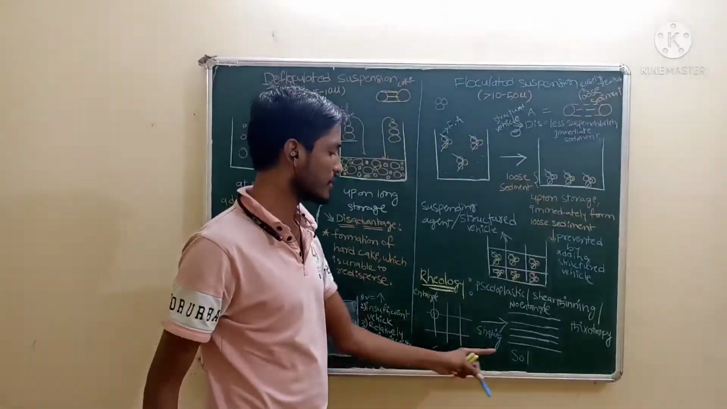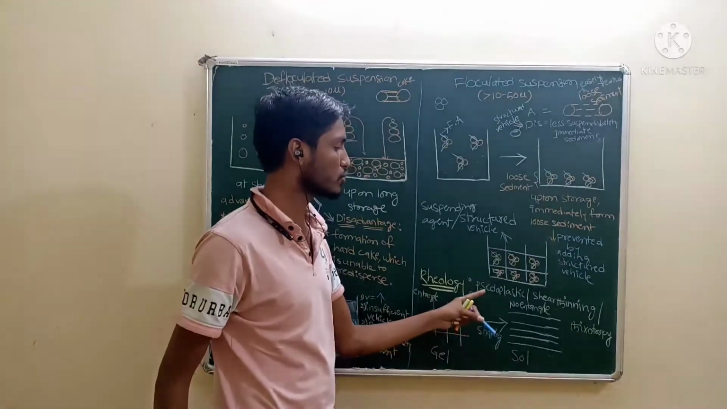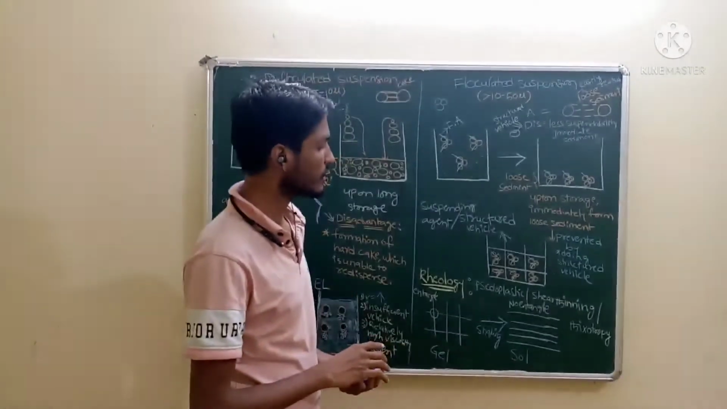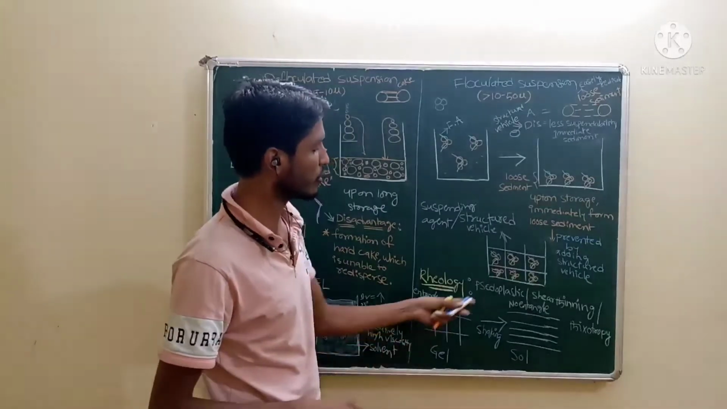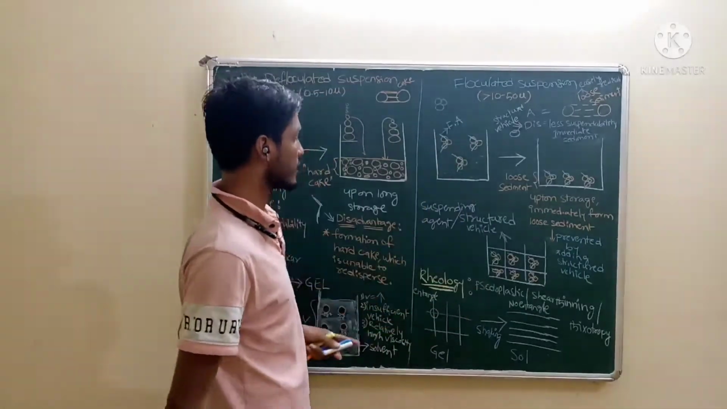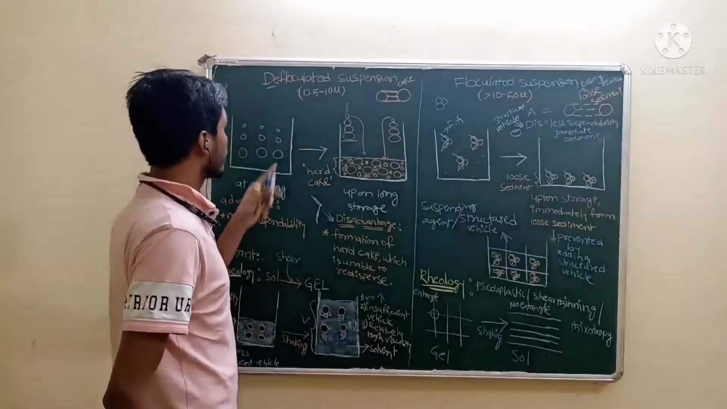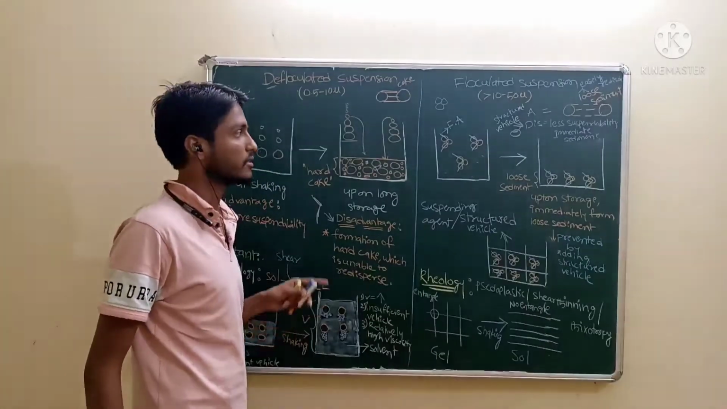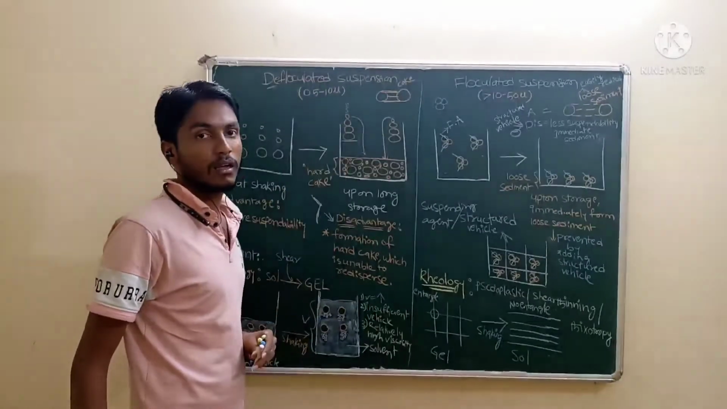This is gel form, this is sol form. Pseudoplastic, shear thinning, thixotropy: this is about the rheology. Pseudoplastic behavior is exhibited by flocculated suspension. Dilatant behavior is exhibited by deflocculated suspension.